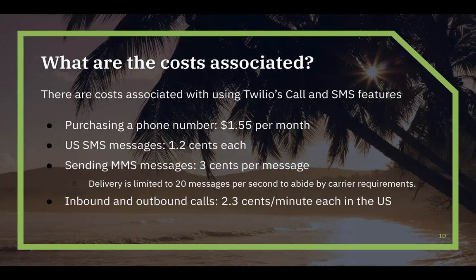Inbound and outbound calls are 2.3 cents per minute within the United States. The international rates and rates for the toll-free numbers may cost slightly more. Costs vary by country. So for example, receiving calls on a toll-free number in the United States costs 4.5 cents a minute. Sending messages within the UK is 6.2 cents per message. So it really depends on where you're sending the contacts from. But please note that you only pay for what you use. There are no markups or contracts with this integration.